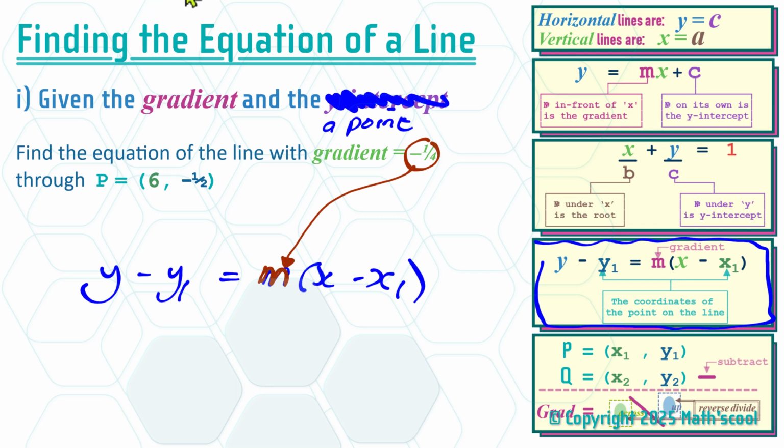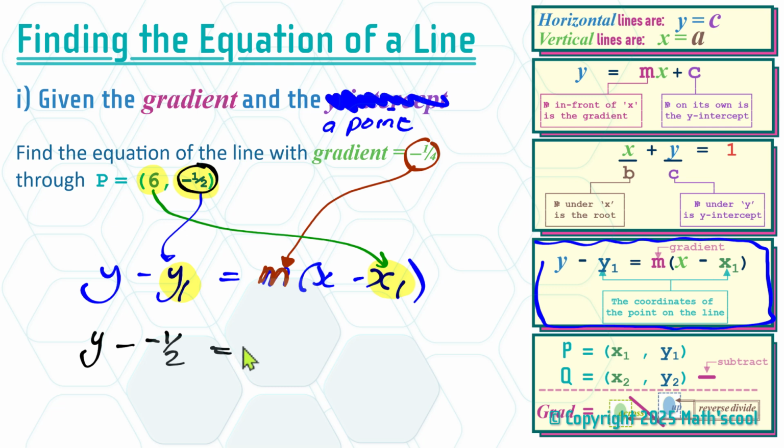x1 and y1 are the coordinates of the point that you've got. And so this is my x1, and then this is my y1. Y minus, the y1 is minus half, watch out for the double negative, equals the gradient minus 1/4 times x minus, x1 is 6, so minus 6.